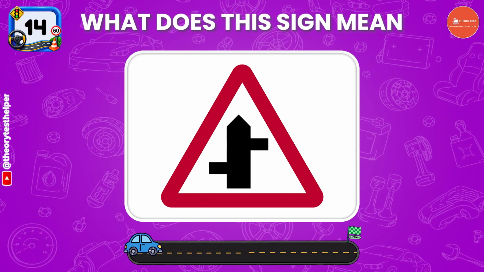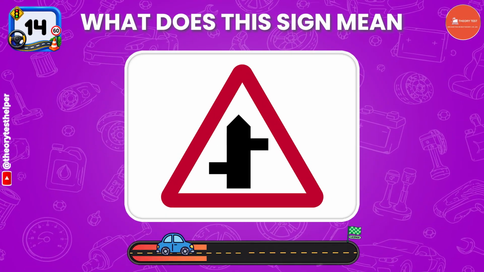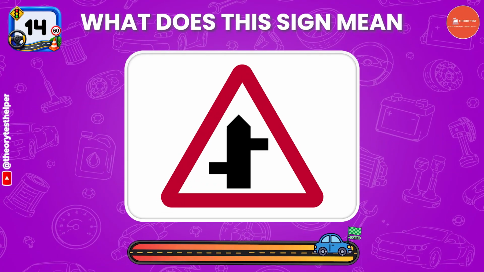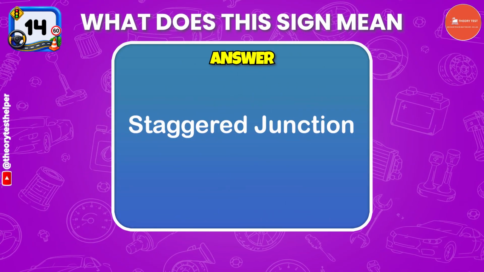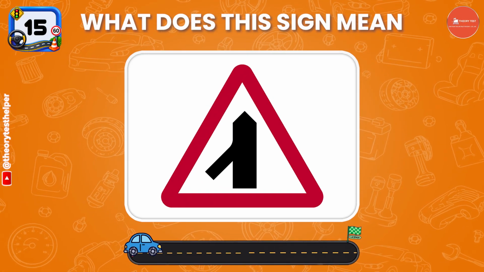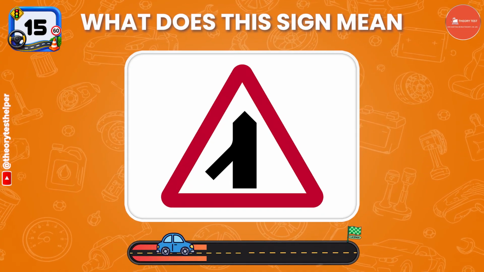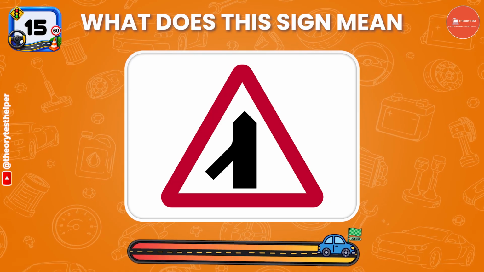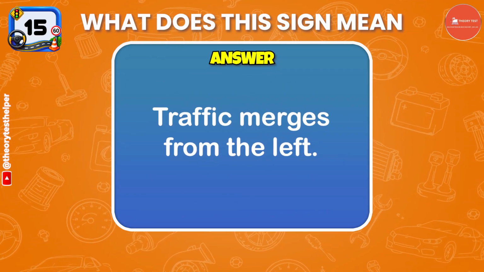What type of road layout does this sign show? Staggered junction. What does this sign indicate? Traffic merges from the left.